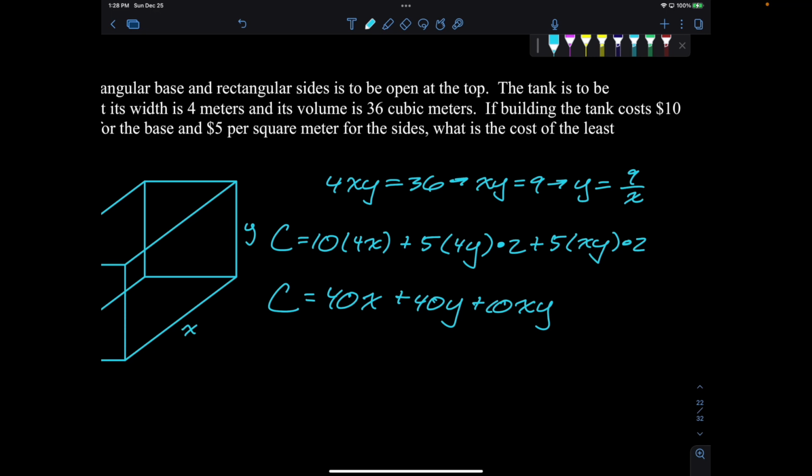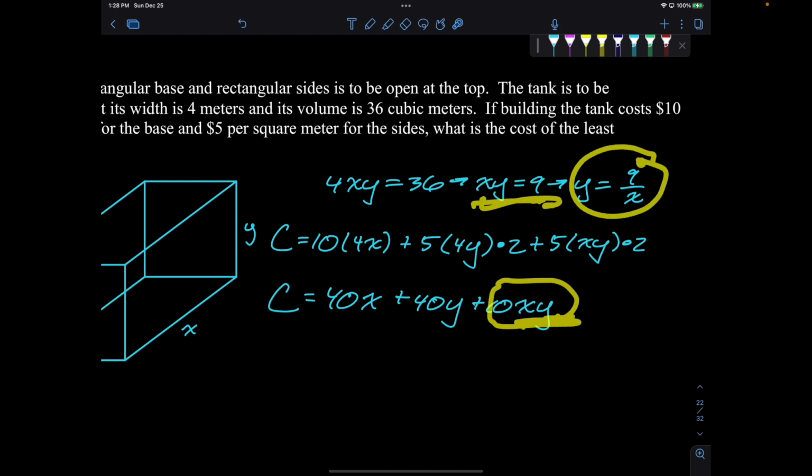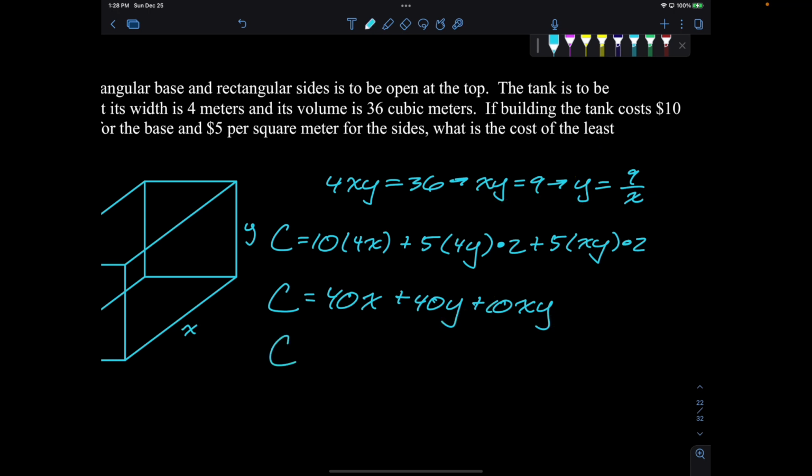Now there's an interesting thing here because xy is 9 and this is an xy. So I'm going to turn this into 90 using this, and then I'm going to change using this into that. So C is 40x plus, okay, we're going here, right? So that's 40 times 9 is 360 over x. And then I'm going to use this to say plus 90.